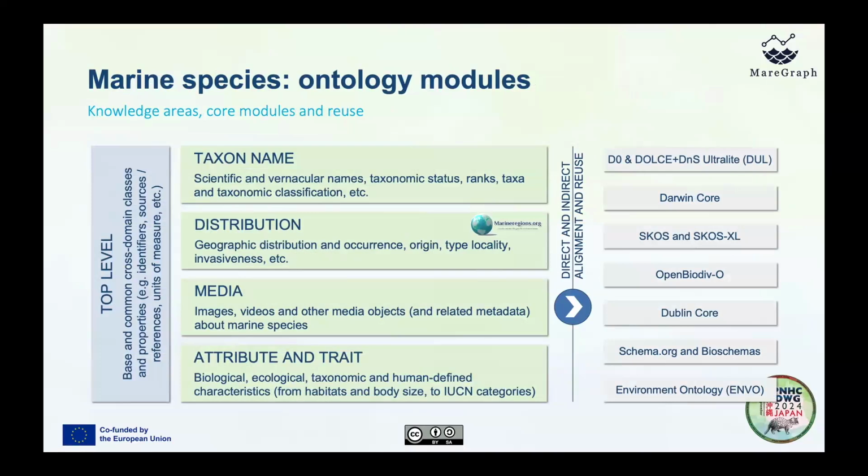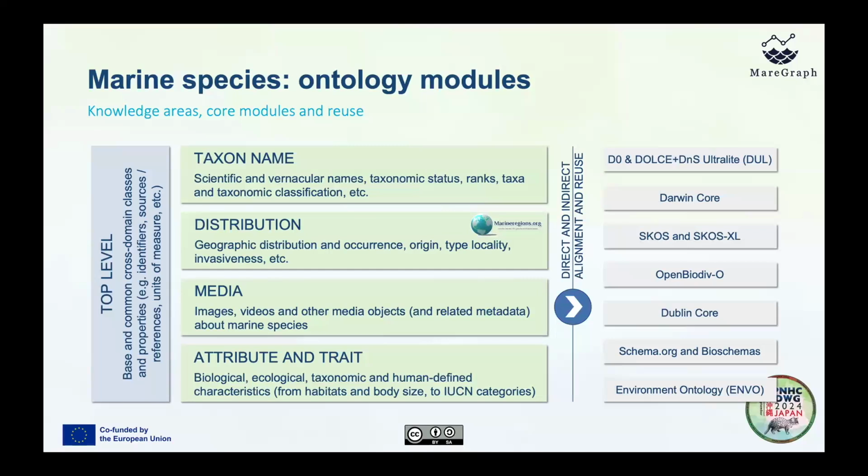So far, our data model includes the 5 modules you see here. We have a common top-level ontology module for representing base cross-domain information, such as identifiers, sources and references, units of measure, and so on. We then have 4 additional modules, each covering a specific topic. So we have a module on nomenclature and taxonomy, and one concerning species distribution, where, as you can imagine, we established the link with the Marine Regions ontology as we talk about where species occur.